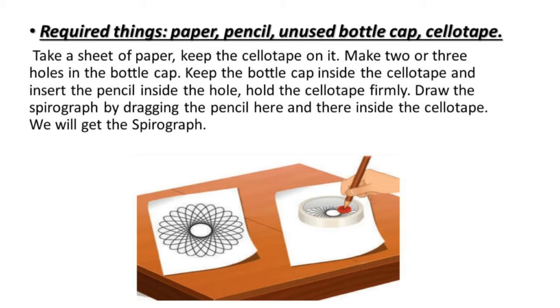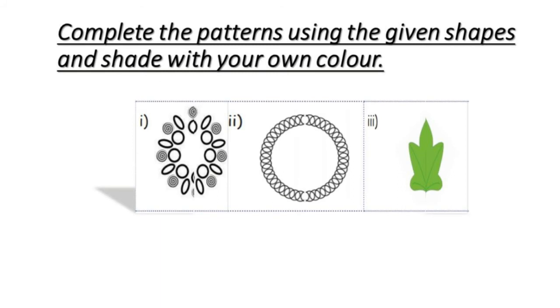Hold the sellotape firmly. Draw the spirograph by dragging the pencil here and there inside the sellotape. We will get the spirograph. We can also use bangles instead of sellotape. Complete the patterns using the given shapes and shade with your own color. Children, you have to draw the mirror image of the given picture.